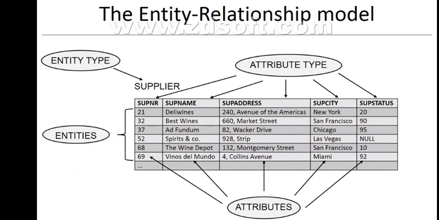Here you can see all four concepts illustrated. We have an entity type supplier with attribute types supplier number, supplier name, supplier address, supplier city, and supplier status. Entities then correspond to specific suppliers such as supplier number 21, Deli Wines, together with all its other attribute values.